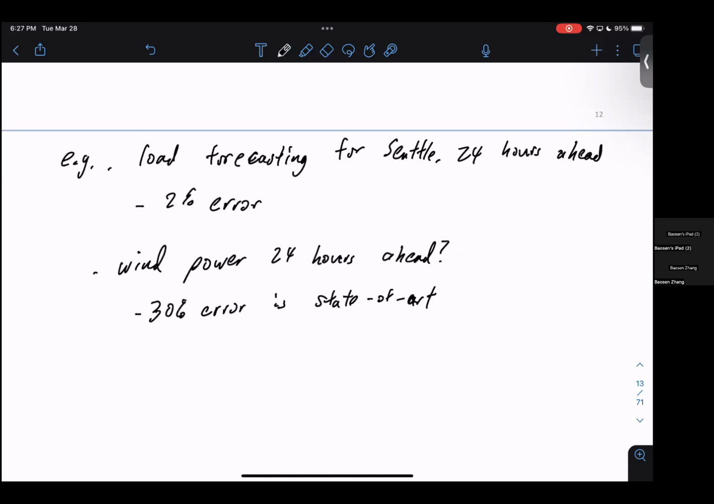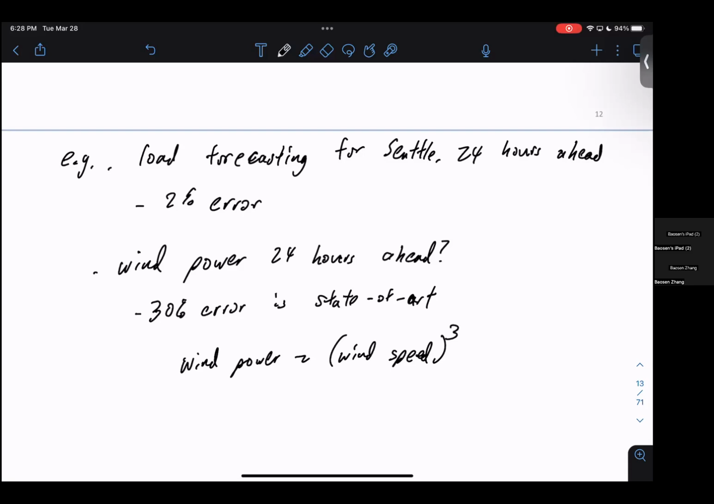And the reason is the physics behind this. If you look at the weather forecast, it will tell you the wind speed is about, say, 20 miles per hour coming from this direction. So we can forecast wind speed, with some error. But the relationship between wind speed and wind power is a cubic relationship. It's roughly the wind speed cubed.